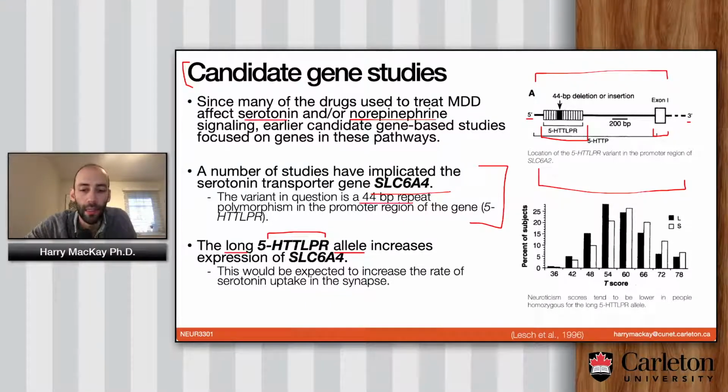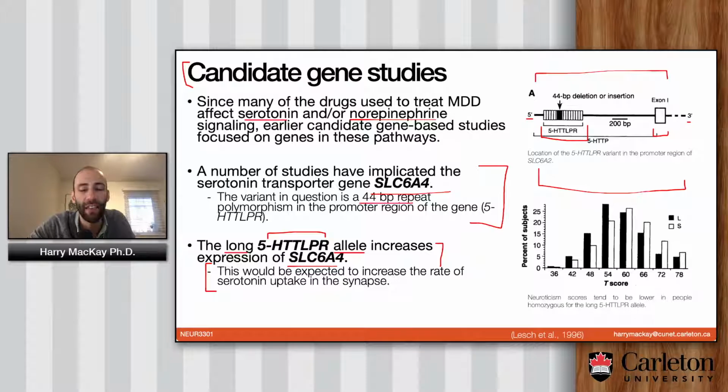The long allele increases the expression of this gene. It's in the promoter region, so it has a regulatory aspect to it. If you have the long allele, you'll have higher levels of expression of the serotonin reuptake transporter in any cells that happen to need this transporter expressed. It won't be expressed in cells where it doesn't belong, but in cells that are serotonergic and participate in serotonergic communication, the expression of this transporter will be higher. And thus you would expect that it would increase the rate of reuptake of serotonin in the synapse.